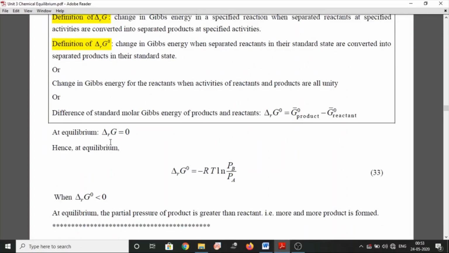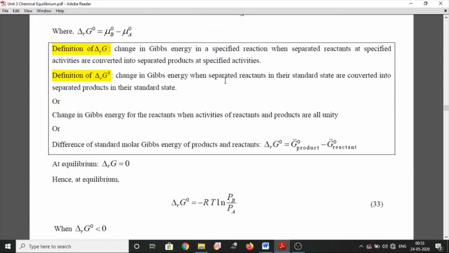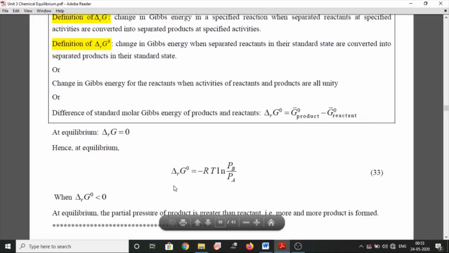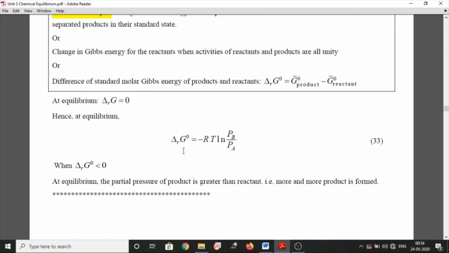Then again, at equilibrium the change in free energy is 0. So in this equation 32, at equilibrium the change in reaction Gibbs energy will be 0. So what I will get is that the standard state free energy will be equal to minus RT ln PB by PA. That is what we have written here. The standard state free energy is equal to minus RT ln PB by PA, because at equilibrium the change in reaction Gibbs energy is 0.